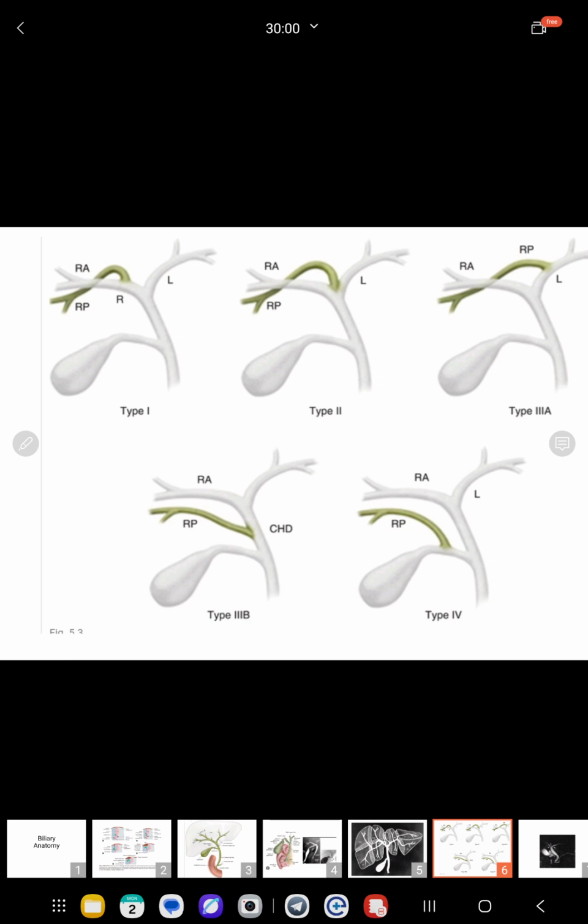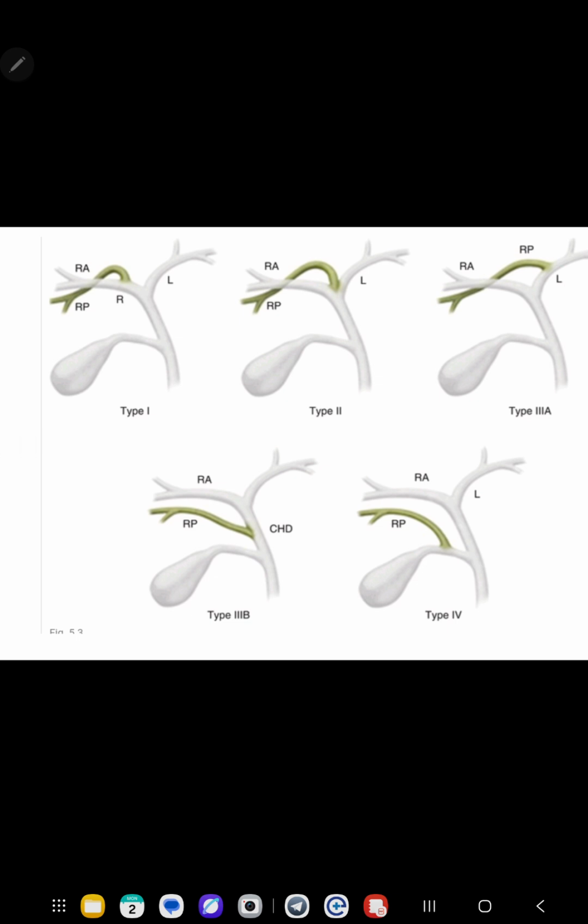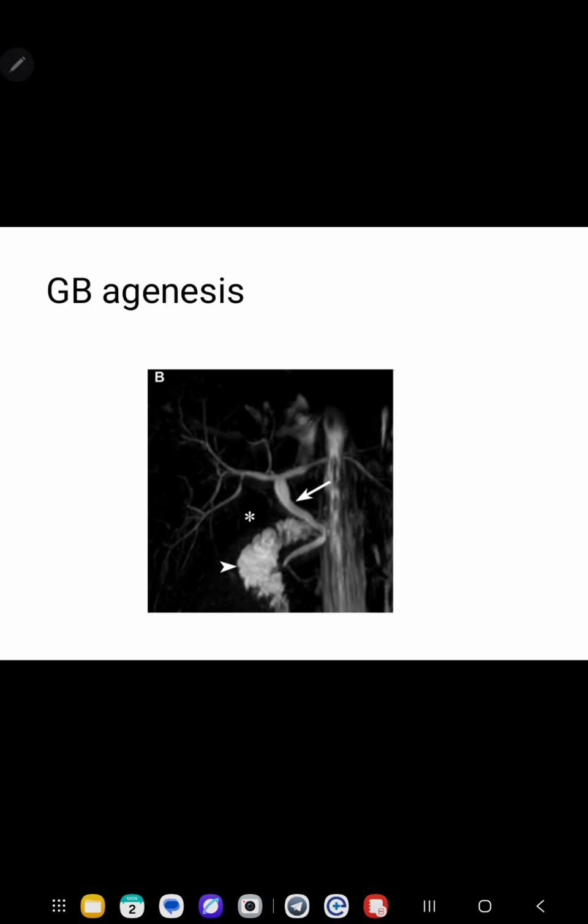cystic duct. Significance is when there is planning for a segmentectomy, for example, left lobe of liver in case of liver transplant donor. In that case, ligating this left hepatic duct injures this right posterior segmental duct, leading to bile leak. This is the most common variant, type 2A, where right posterior duct is draining into the left hepatic duct.